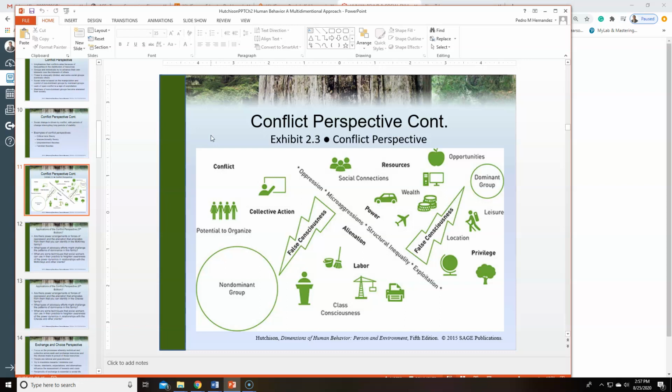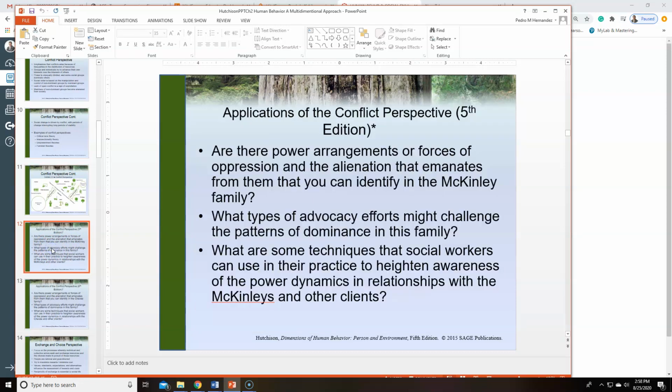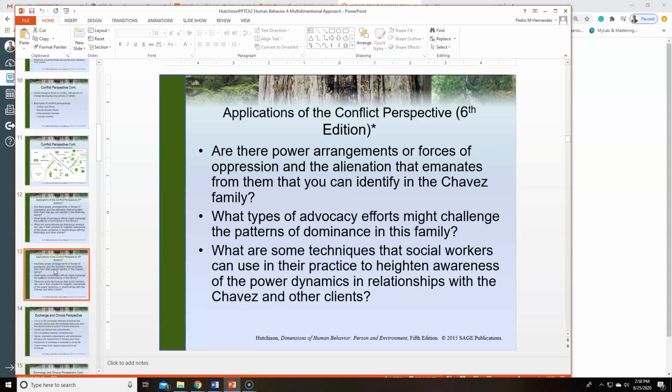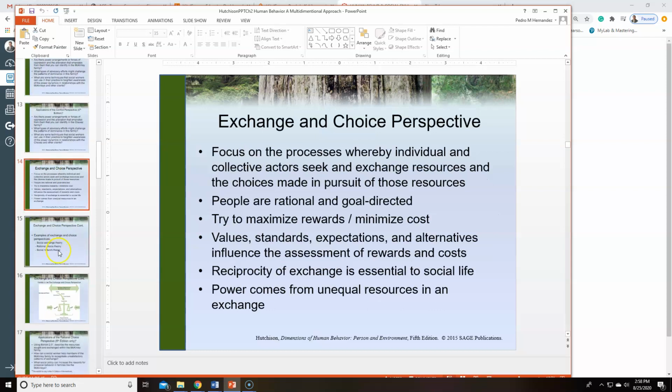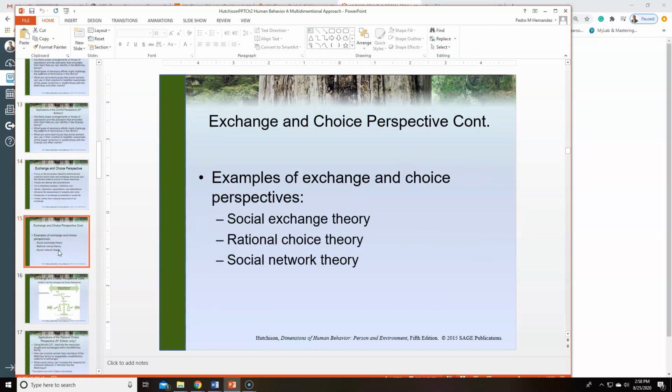Some of this theory, because of the inequality, sparks or triggers social change, and sometimes for the good of the dominant group, but other times for the good of the non-dominant group, and maybe in some cases for both. So conflicts, think about oppression, microaggressions, structural inequality, exploitation, all those things. There's a lot to discuss here, but because of time, I'm not going to necessarily go over it.